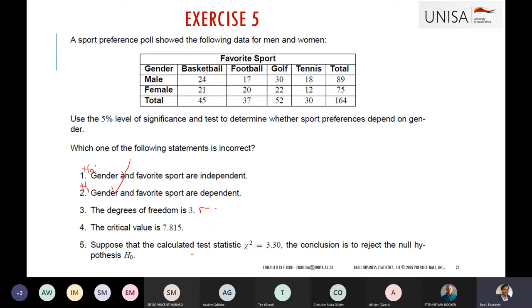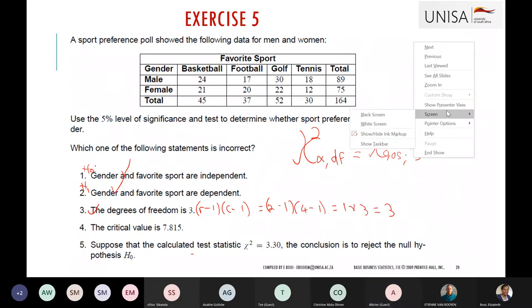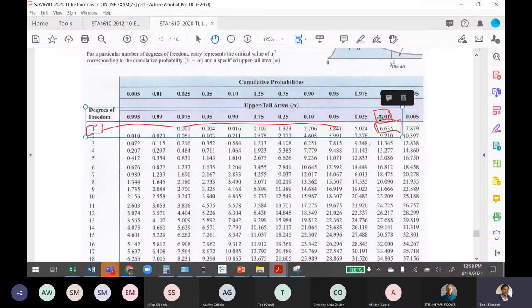So we know that the number of rows there are two. And the number of columns? Four. So it will be one multiplied by three, which equals three. And that's why we get the degrees of freedom to be three. Critical value. So you need to go find the critical value of alpha and the degrees of freedom. And here our alpha is 0.05 and the degrees of freedom of three. Yes.